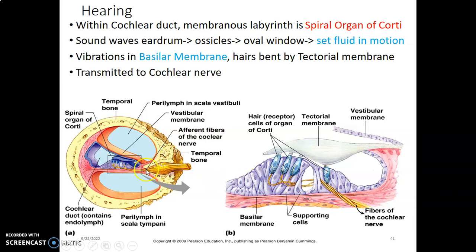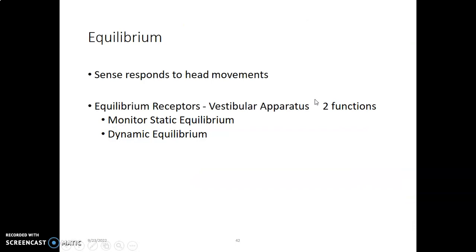While in equilibrium, when you respond to head movements, the equilibrium receptors, either the maculae or the crista ampullaris in the semicircular canals, will send the impulse, and that will be interpreted as balance. So you have static equilibrium and dynamic equilibrium. Static equilibrium is where the maculae within the utricle and saccule respond. The macula will detect the change in head position with respect to gravity, and they're also responsible for the sense of up and down or head erect movement.